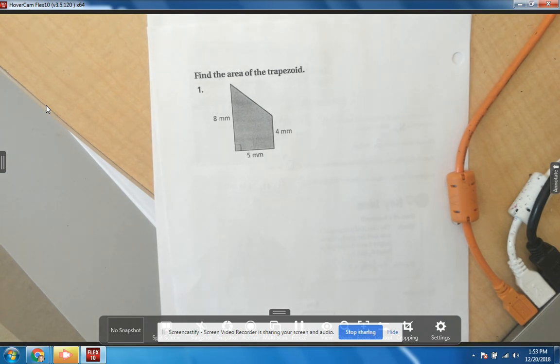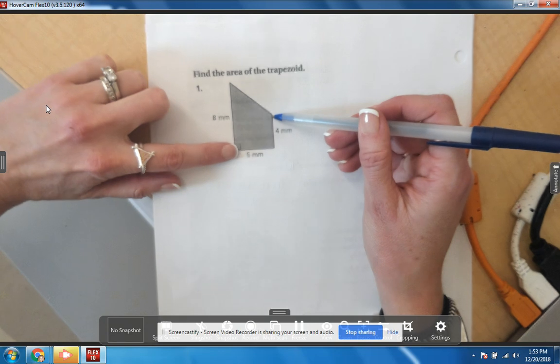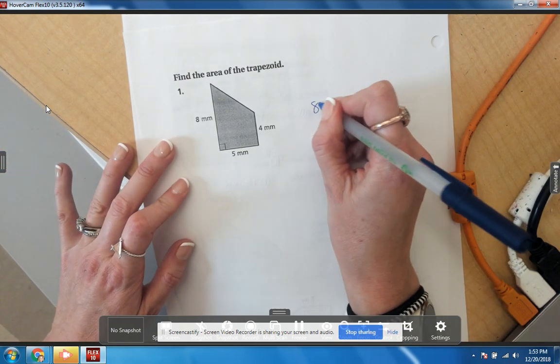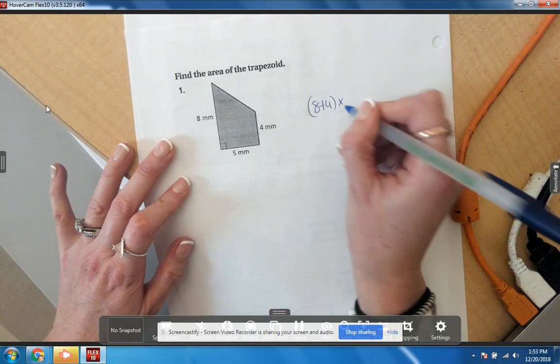So it says find the area of the trapezoid. First, we have to discover which two are the bases. So the bases are parallel to each other, so those would be 4 and 8. So this is just a trapezoid on its side. So I'm going to write 8 plus 4 in parentheses times the height.